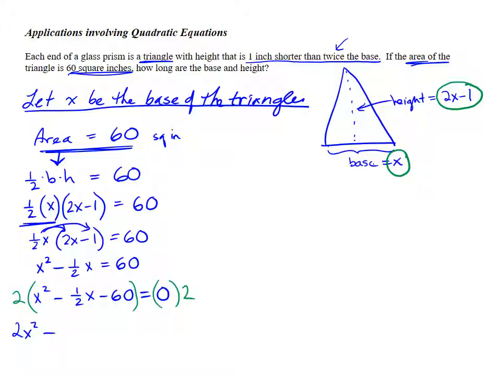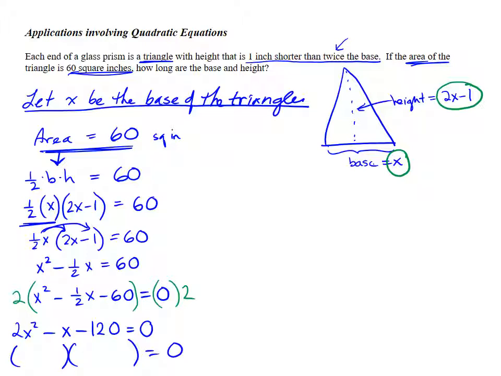When we multiply 2 by 1/2, they cancel out, so we just get minus x minus 120 equals, and the nice thing about multiplying 0 by anything is it just remains 0. So now we have a more typical trinomial, no fractions, that we can then factor. So I'm going to set up my parentheses equal to 0.